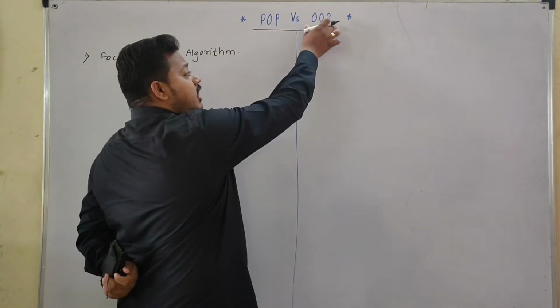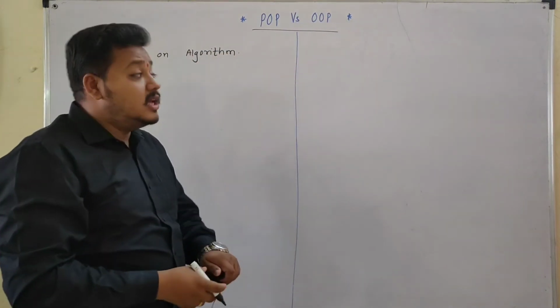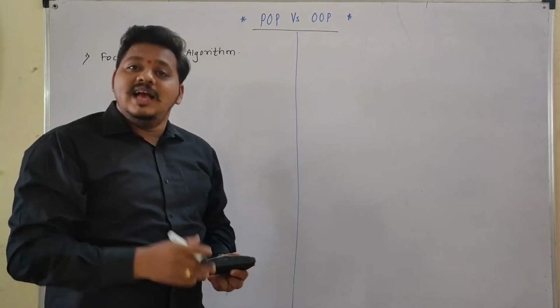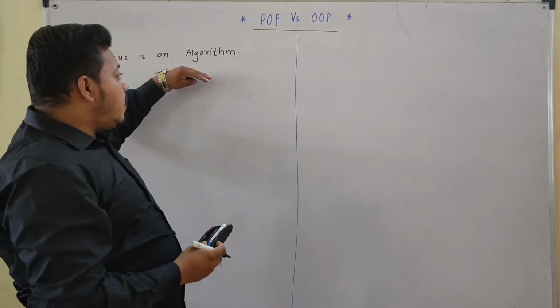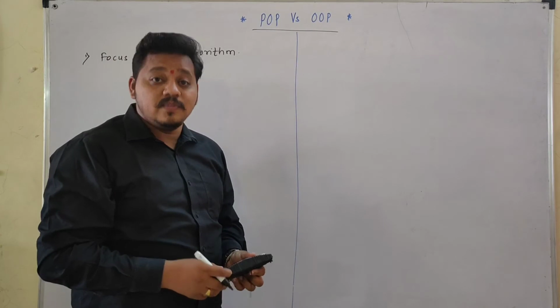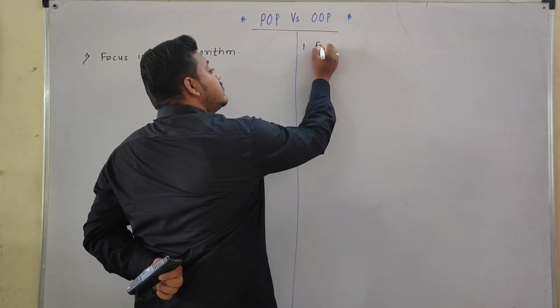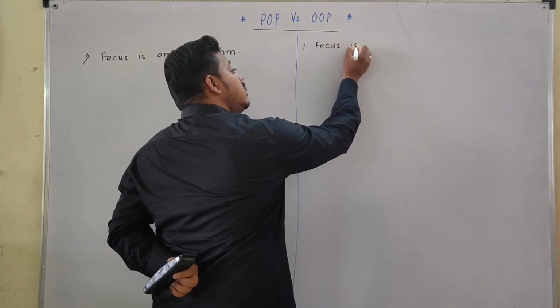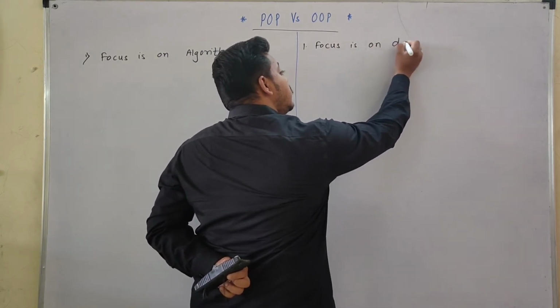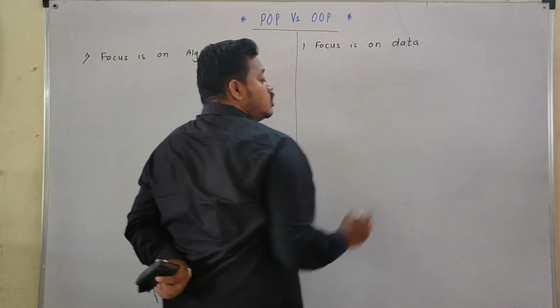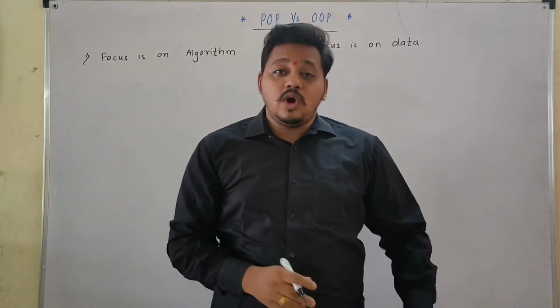and object oriented programming has overcome this drawback of procedure oriented programming. In object oriented programming, the focus is on data. So the most important part is that the focus is on data.